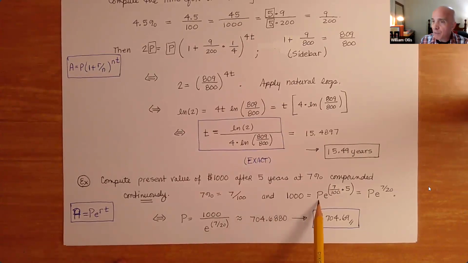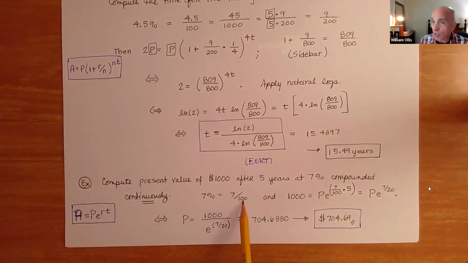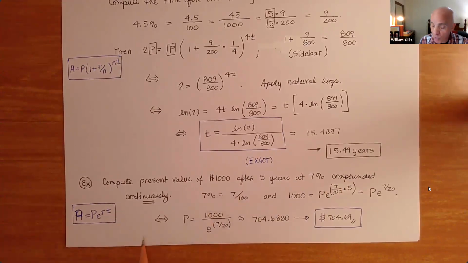That is, we don't have the principal in this case. That's what we have to compute. So first we can go ahead and write the 7% as a fraction. That's simply 7 over 100. And of course, 7 and 100 are relatively prime, so we can't do much with that.